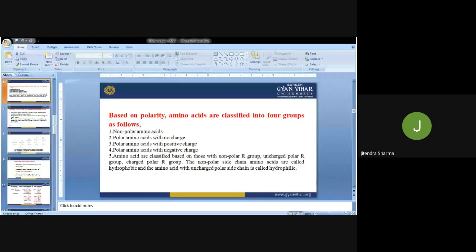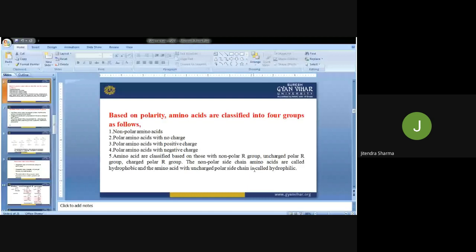Now it is visible, and now I am sharing this with you. Based on polarity, amino acids are classified in four groups as follows: non-polar amino acids, polar amino acids with no charge, polar amino acids with positive charge, and polar amino acids with negative charge.